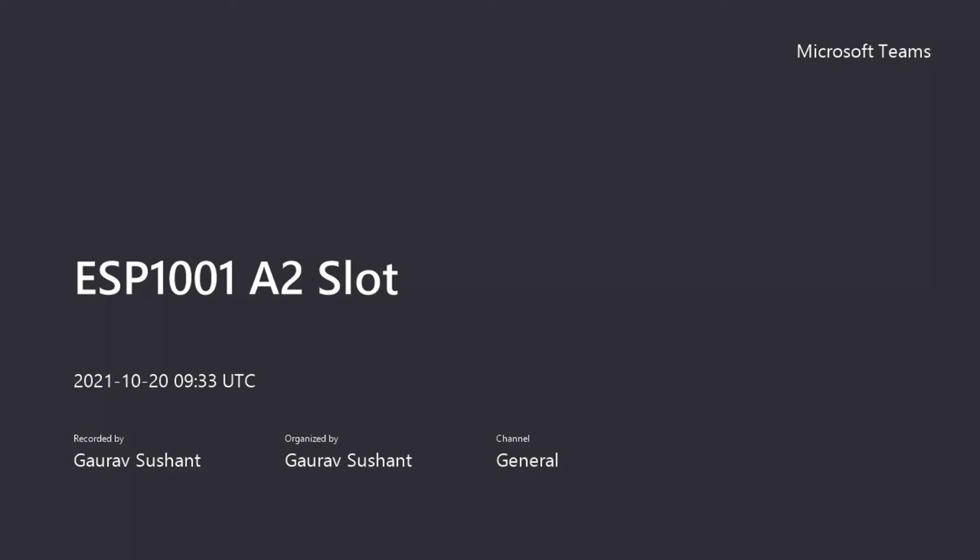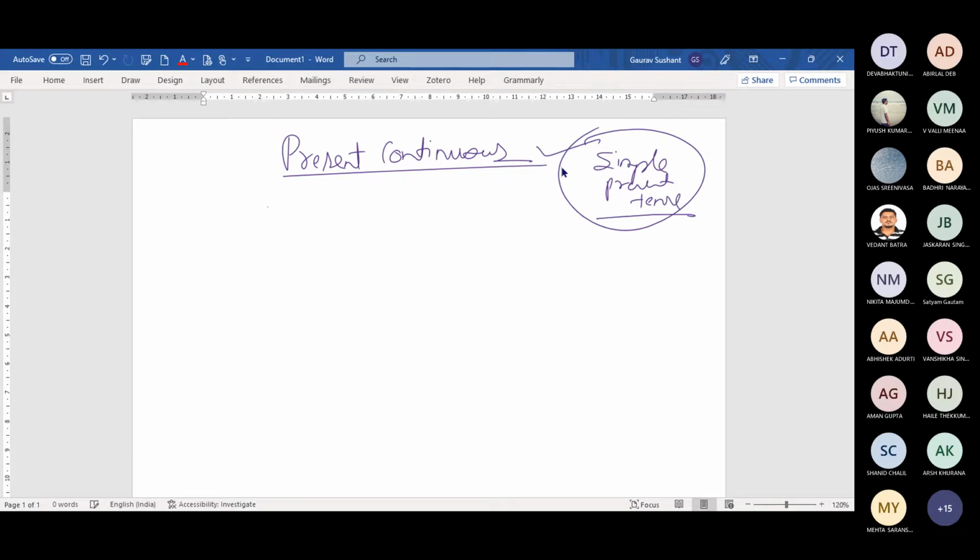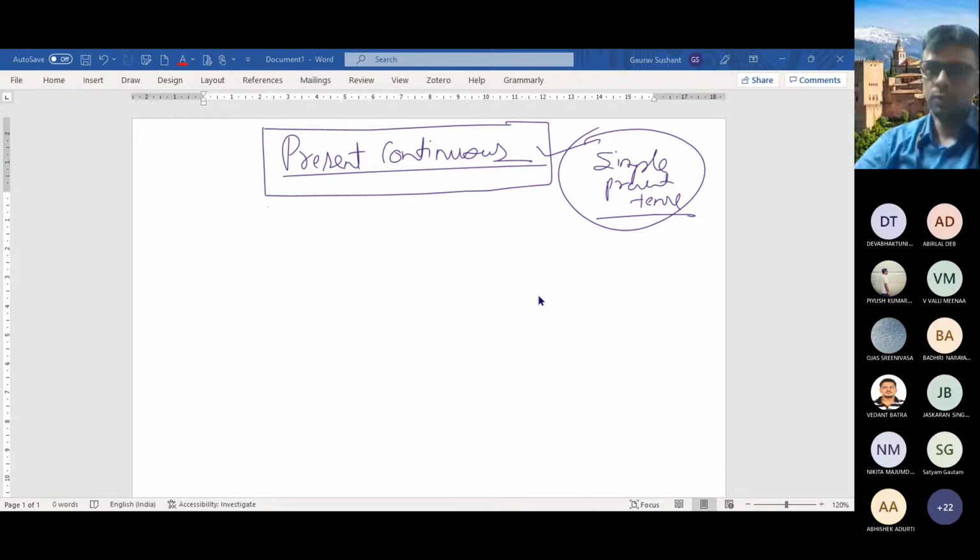So today we are going to do present continuous. So till now, whatever we were doing, they were basically in simple present tense. But now what we will learn is making sentences in present continuous. Okay. So let us start that topic.